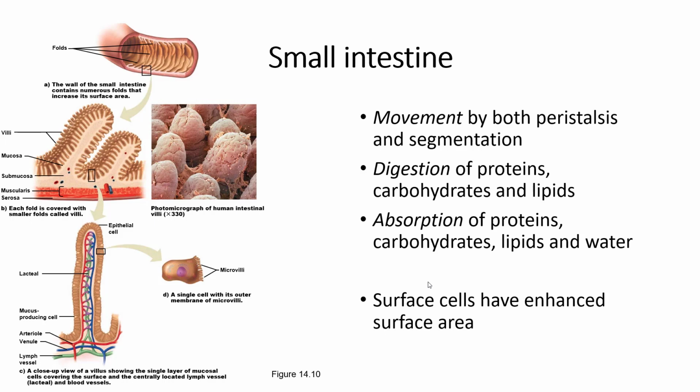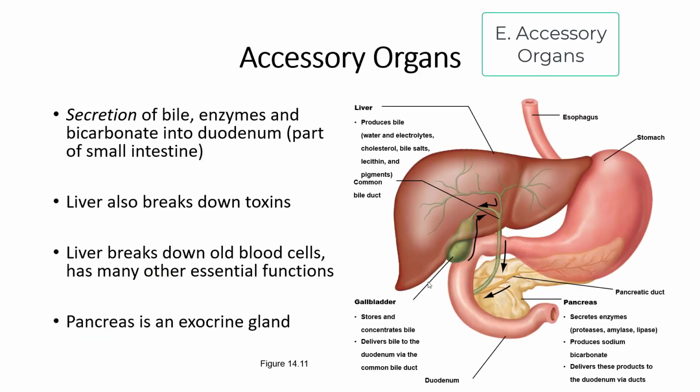Accessory organs are separate from the GI tract, but essential to the GI tract. So there is secretion of bile, enzymes, and bicarbonate into the duodenum, which is part of the small intestine, and it comes here from the liver and the pancreas. The liver also breaks down toxins. It's another role that it has outside of digestion, and also old blood cells. There are a lot of functions for the liver. Good organ. Keep it around.